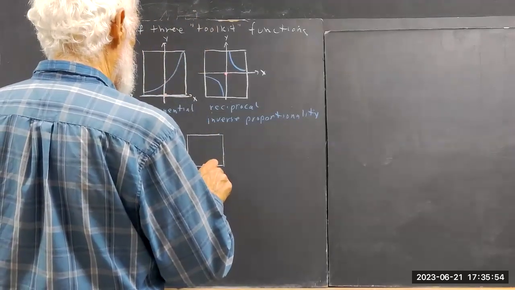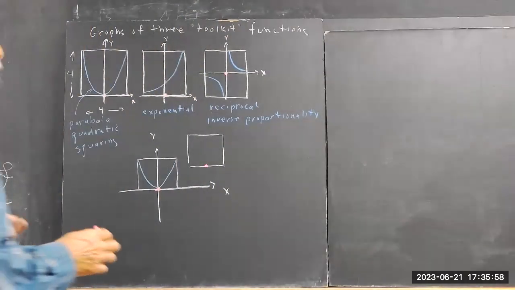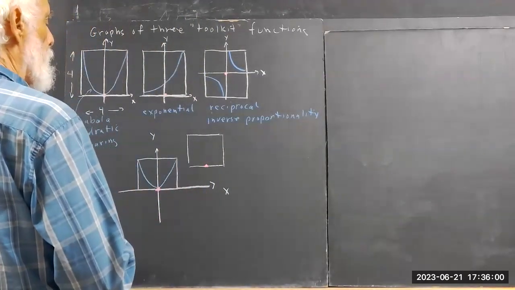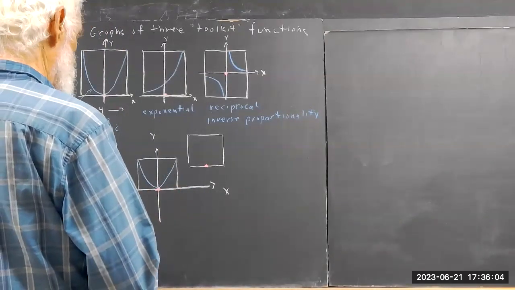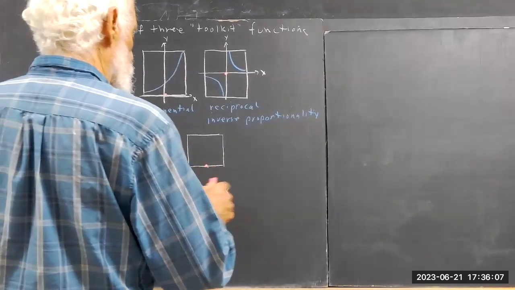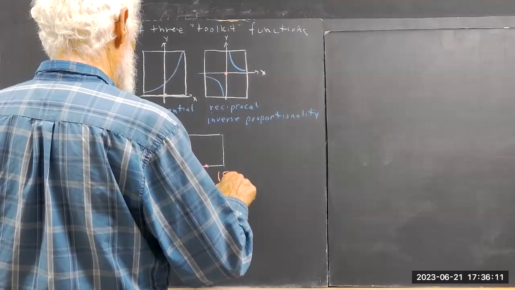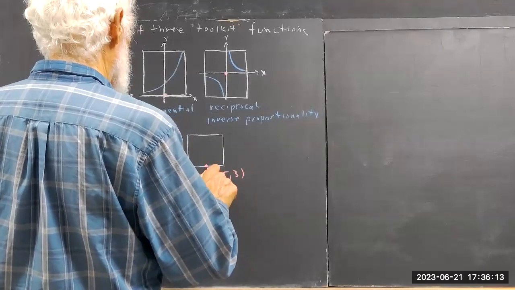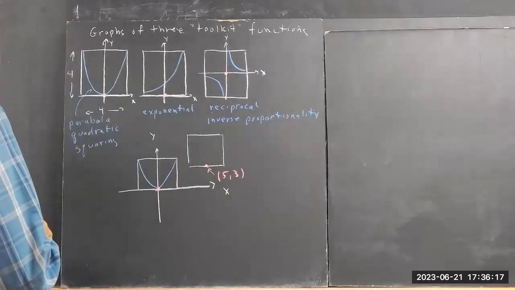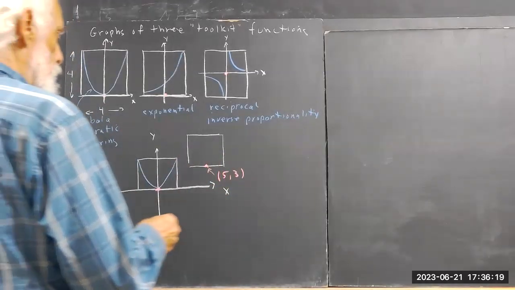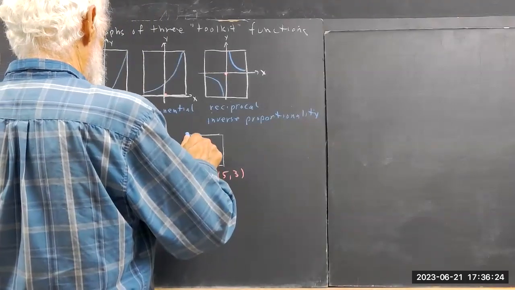Here's the red dot. Now we just moved the graph over. Well, I'm going to say the coordinates of the red dot are 5 and 3. Okay, x equals 5, y equals 3. So we just shifted the graph over here to (5, 3).